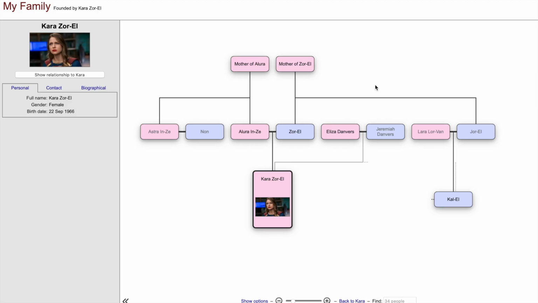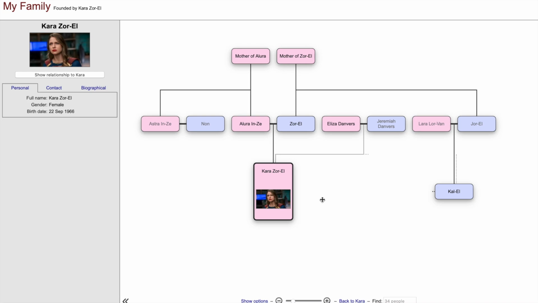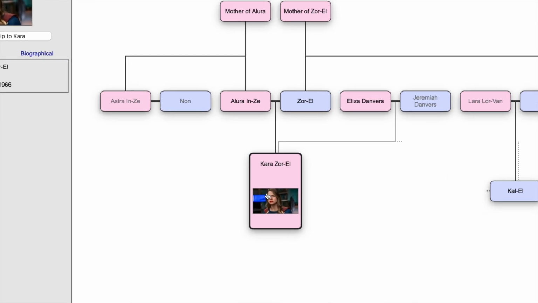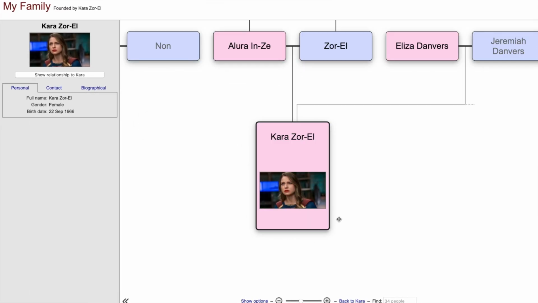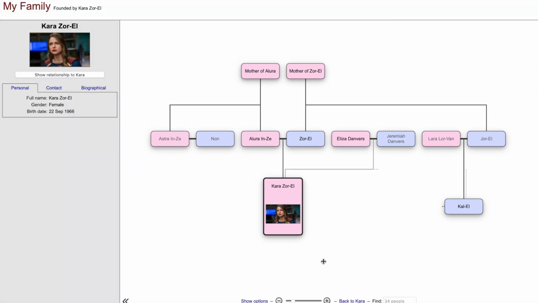Let's take a gander. I wanted to find every possible way I could connect Kara right here to people in the show. Every possible way I could find that they are connected in a familial way. Not like friends that we think of as family, but like actual family.